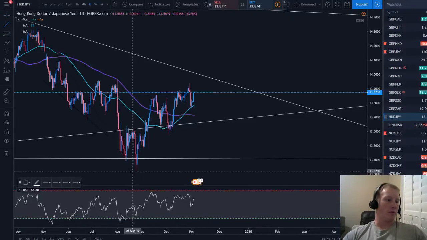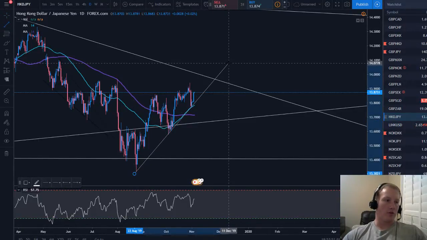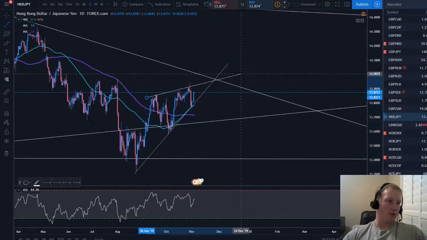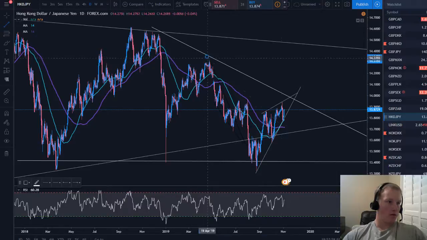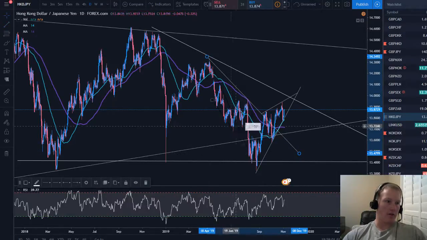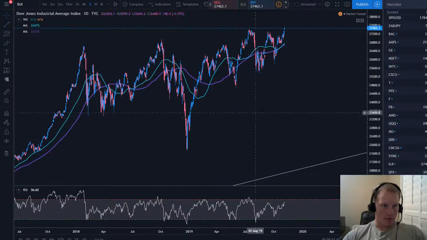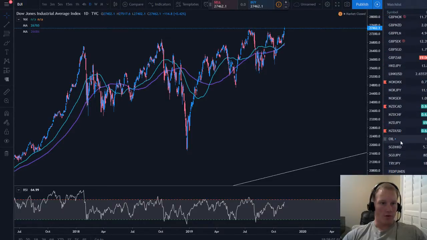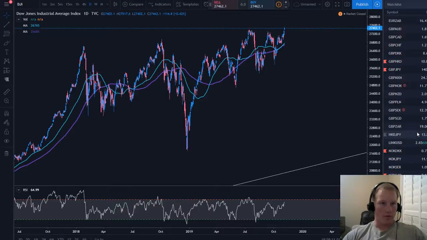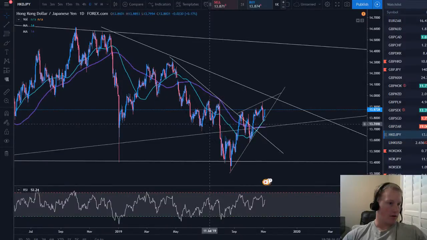Hong Kong dollar, Japanese yen. I need to update these charts. Some of these are just really behind. I just kind of glance at them and I don't really put too much effort. Shoot, that was dumb. Where was I? Hong Kong dollar, Japanese yen. Okay.